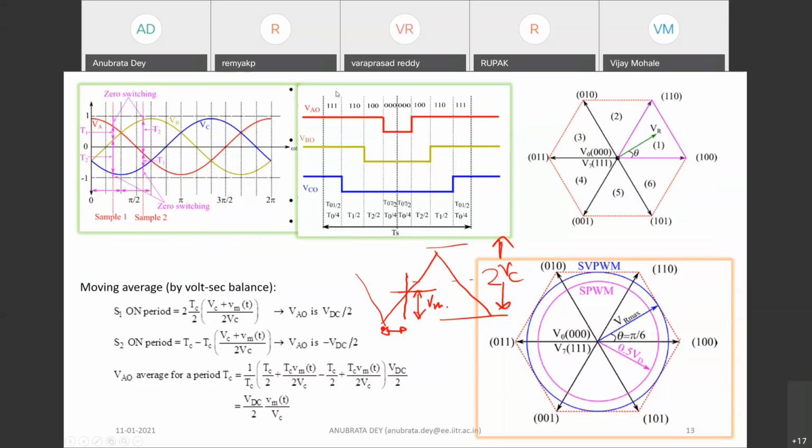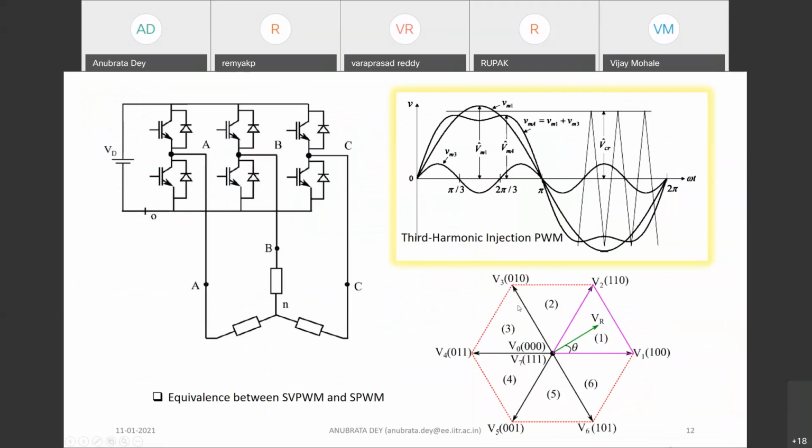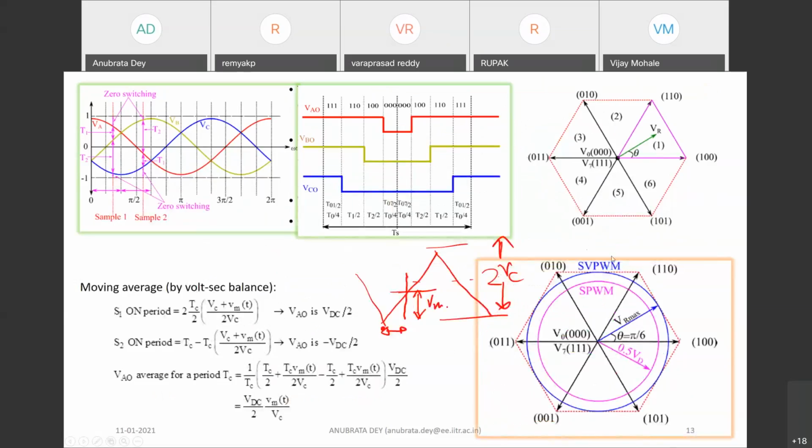Okay, here you can see in this particular example, T0 by 4 and T0 by 4 are exactly the same, and here this T0 by 4 and this T0 by 4 are also exactly the same. So that is the only thing that makes the difference between SPWM and SVPWM. When in SPWM you add the appropriate third harmonic, then it becomes SVPWM. Automatically it will become SVPWM.